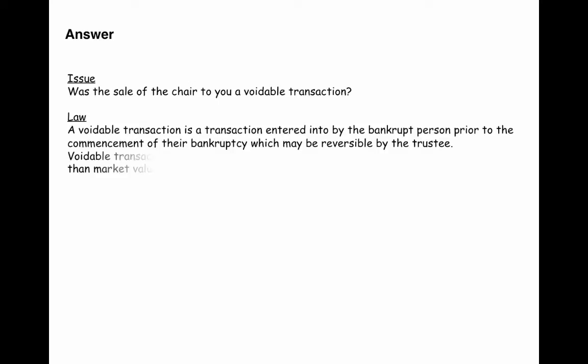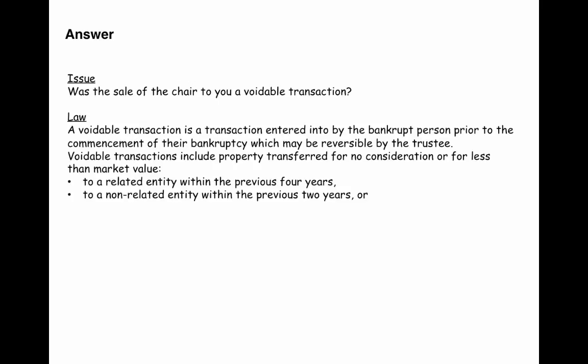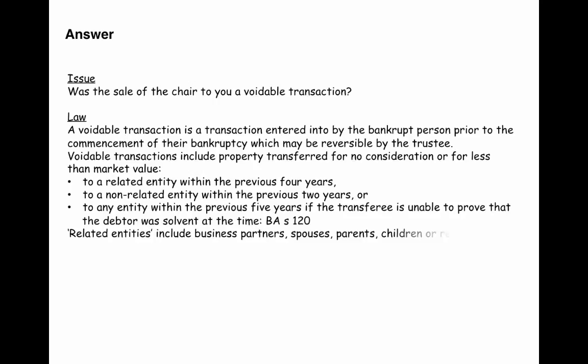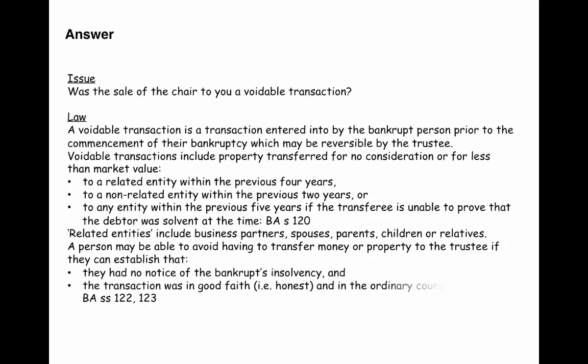The first part is actually exactly the same as the other one. The issue is still, was the sale of the share to you a voidable transaction? And under law, we still provide a general overview statement, a description of the relevant type of voidable transaction, a brief explanation of related entities, and then an outline of the potentially relevant defense. So this is the same. Under application, however, there is a lot more detail.